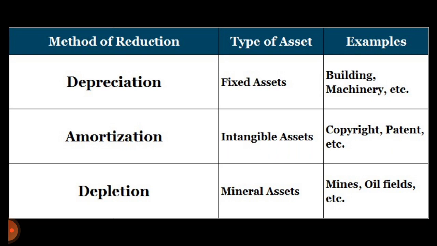So for the next 30 years, whatever cost you incurred upon that patent, for example if it was $30,000, then you will spread that over the next 30 years. This sort of allocation of cost to the profit and loss account is called amortization. That is, whenever you spread the cost of an intangible asset into the profit and loss account, it is called amortization. The third is depletion.